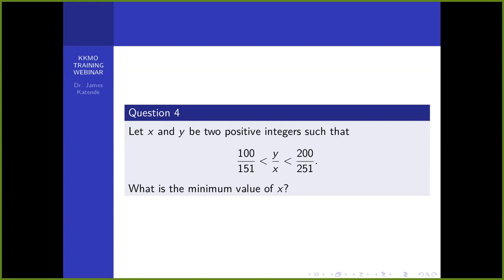I think I was just lucky to observe that 100 over 151 is slightly less than 2/3. Okay, it's not a very good method. Yeah. Correct, but through guesswork. Let's see so how.